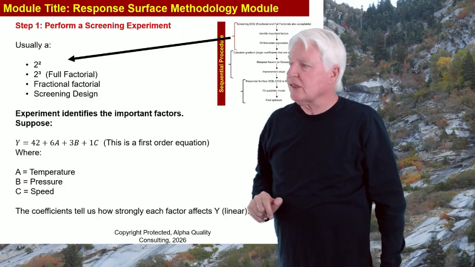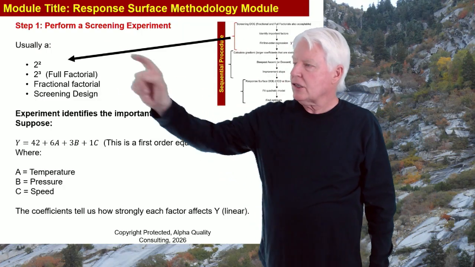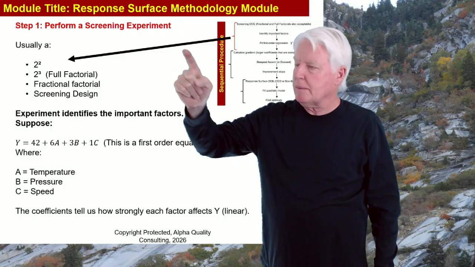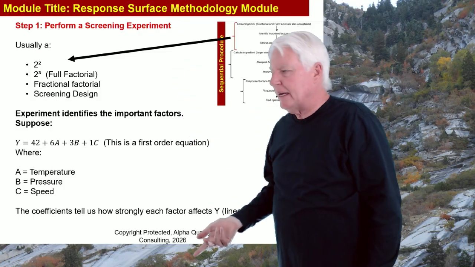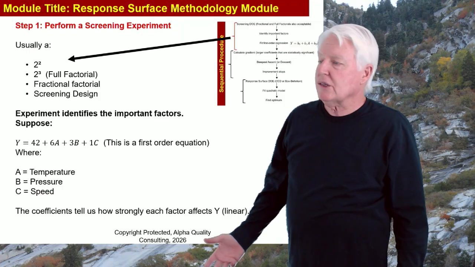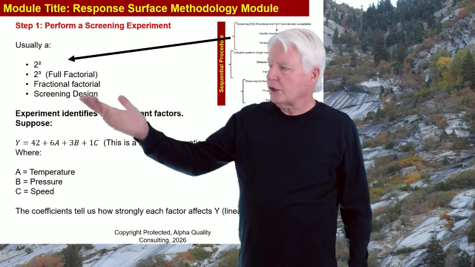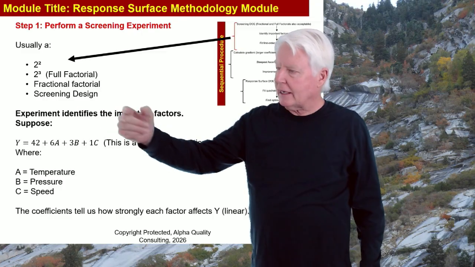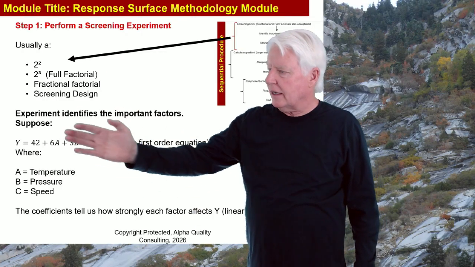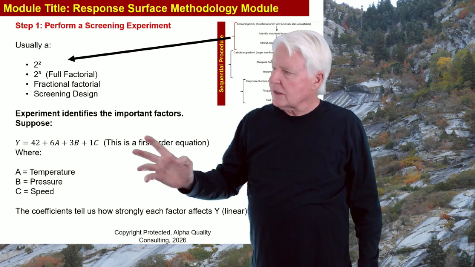All right, with that being said, let's go back to step one here. Step one, perform a screening experiment. Remember, it can be a fractional or a full factorial also. But mostly what you're doing it for is to get that first order equation. So a 2x2, a 2x3, a fractional factorial, a screening design, whatever you desire. The experiment identifies the important factors.